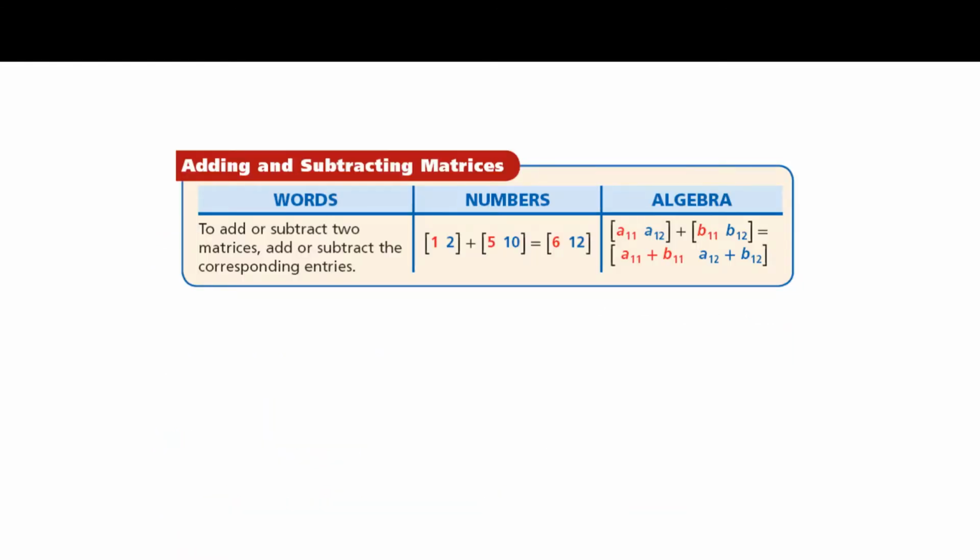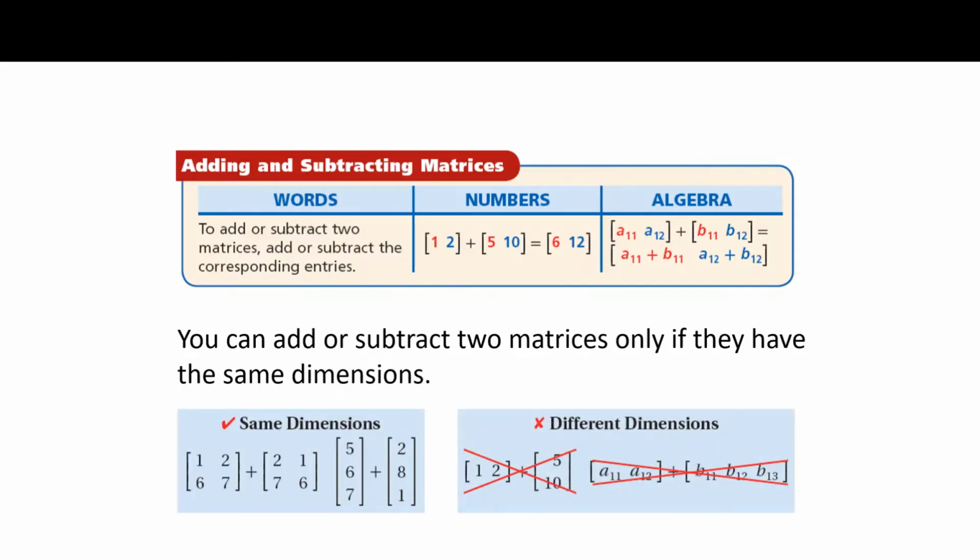You can also add and subtract matrices. However, you can add or subtract two matrices only if they have the same dimensions. So let's look at two examples here. This matrix is a 2 by 2, and this matrix is also a 2 by 2. So we are going to be able to add those together. This matrix looks kind of interesting. We have 3 different rows, but 1 column. So this is a 3 by 1, and this is also a 3 by 1. So we can add those two together.